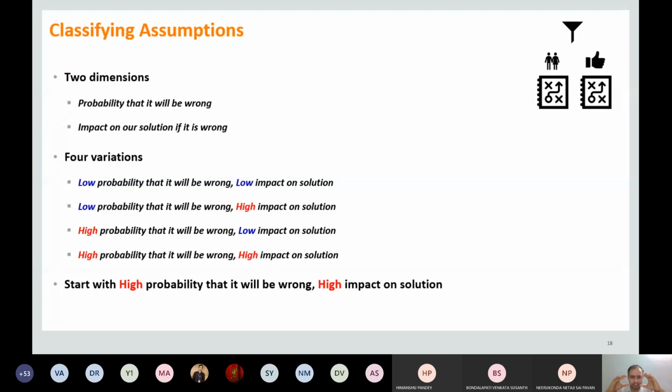That's what I told you. From the assumptions, we are filtering the high risk assumptions. That is what we are going to do. From the assumptions you have made, you are going to filter the highest risk in your assumptions. With that risk only you are going to work.